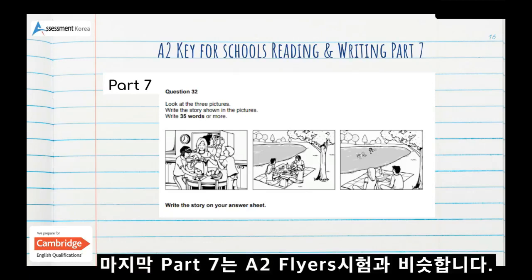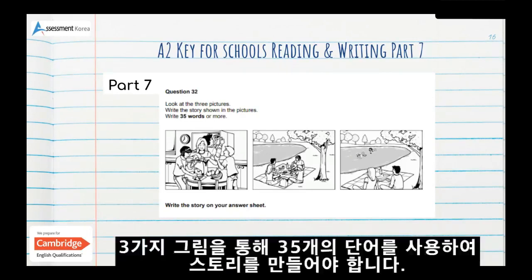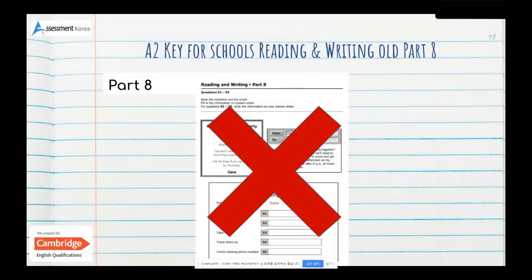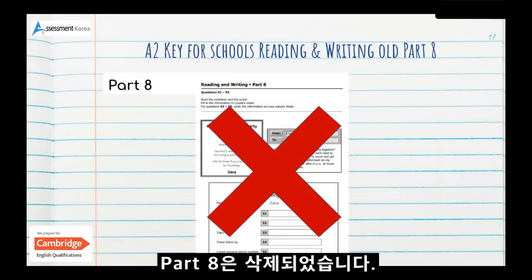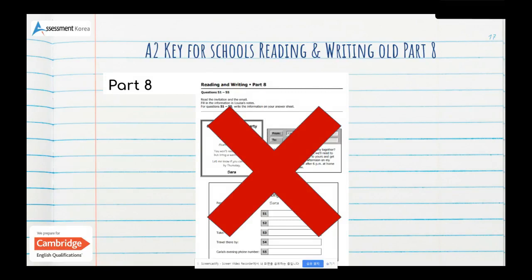And here we have the final part of the reading and writing, which is part 7. This is a new part, and it's very similar to the YLE A2 Flyers test. So this tests the students' ability to write short narratives. Students have to write a short story of 35 words or more based on 3 picture prompts. And part 8 is no longer in the test.